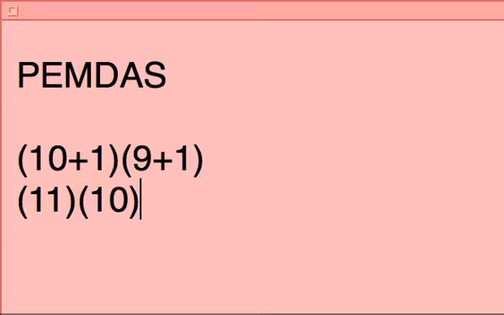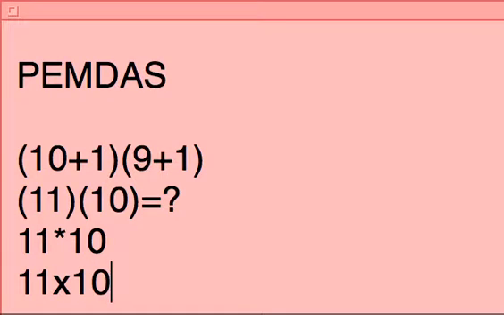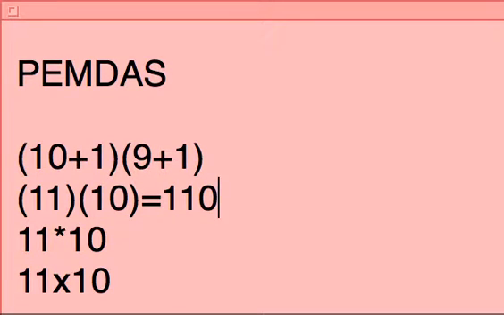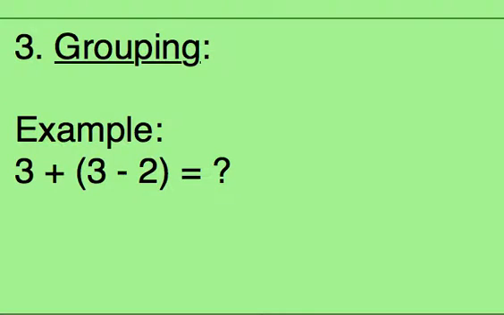So here we see two parentheses next to each other, 11 and 10. But we know that this is essentially the same thing as saying this or this. And so that is equal to 110. So that's multiplication. And now grouping.